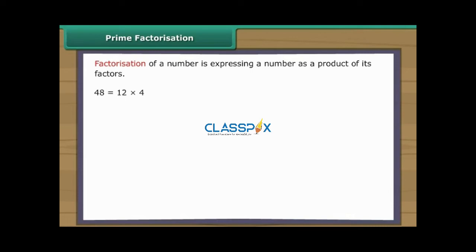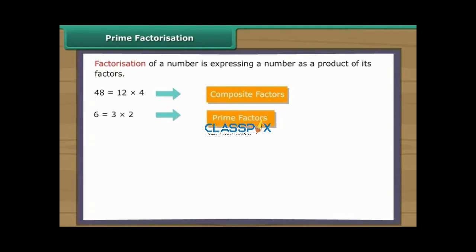Prime factorization. Factorization of a number is expressing a number as a product of its factors. Thus, expressing 48 as 12 into 4 is a factorization. Similarly, writing 6 as 3 into 2 is also factorization. But there is a difference between the two. The factors of 48 are composite, whereas the factors of 6 are prime. Expressing a number as a product of its prime factors is called prime factorization.